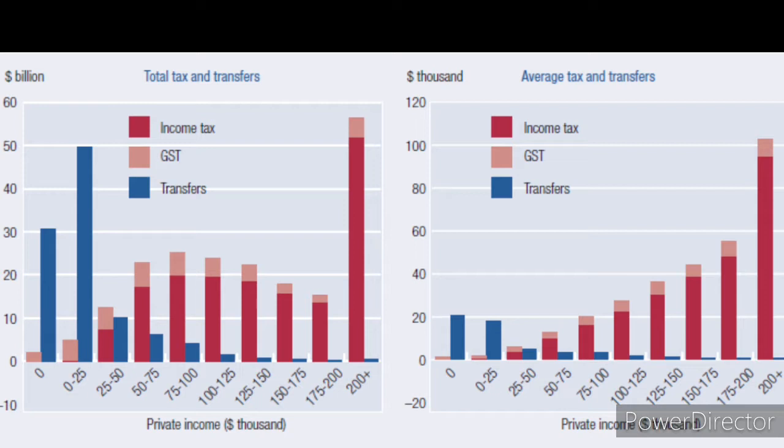The redistribution of income in Australia is demonstrated in the charts shown. As can be seen, wealthy Australians pay the majority of tax and receive little or no benefits, whilst poorer Australians receive the majority of welfare benefits and pay little or no tax.